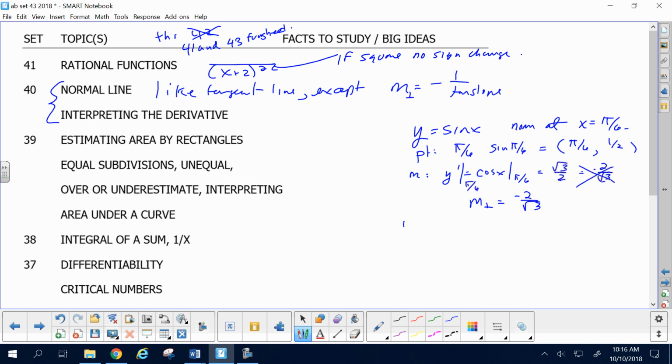And therefore, y minus 1/2 is equal to -2 over root 3, x minus pi over 6. I would have a point built in for finds this tangent slope. If it's not labeled by the derivative, it's invisible to me. I don't see it. Okay? I would have a point built in for finds the normal slope. If it's not labeled, it's invisible. No point for you. Okay? You must label.